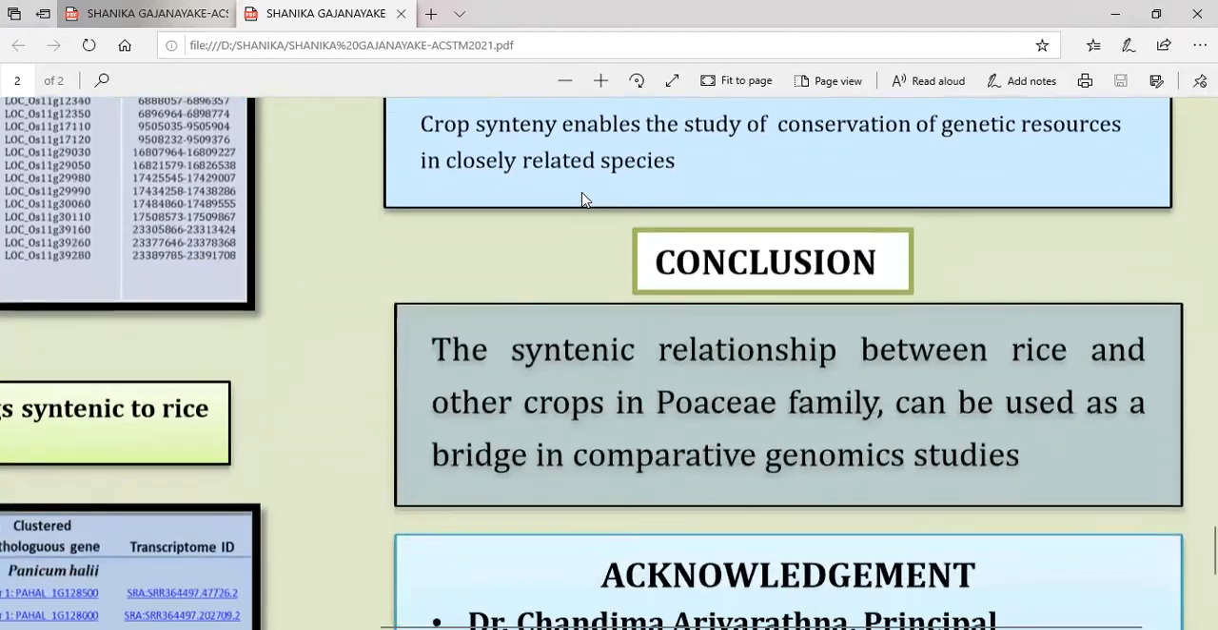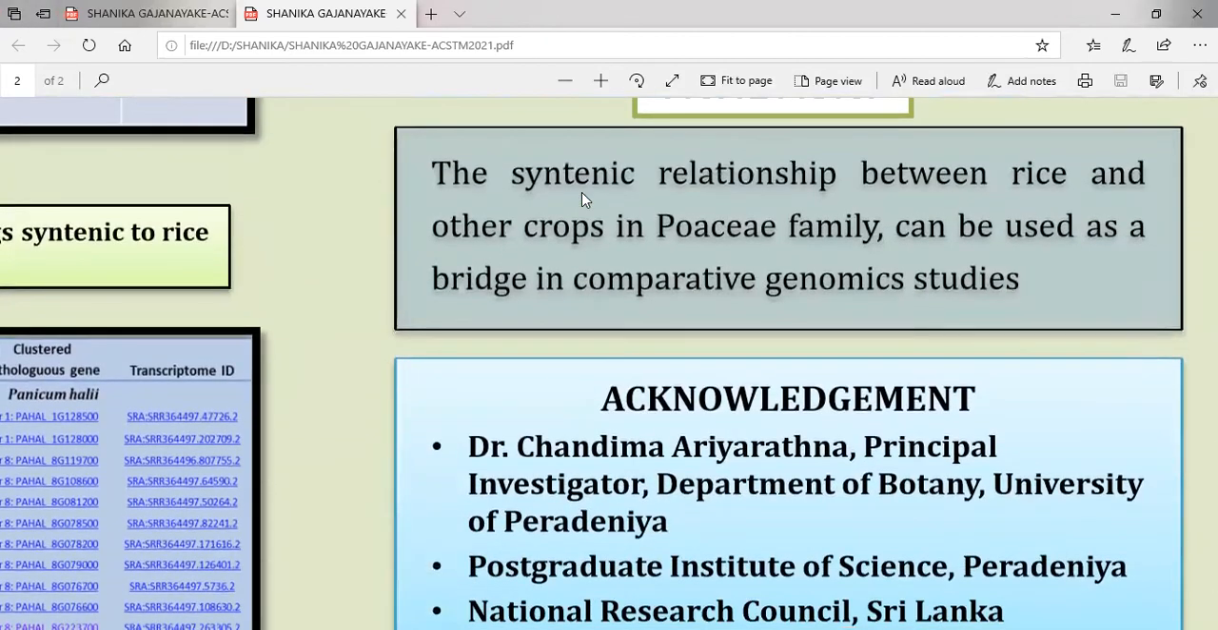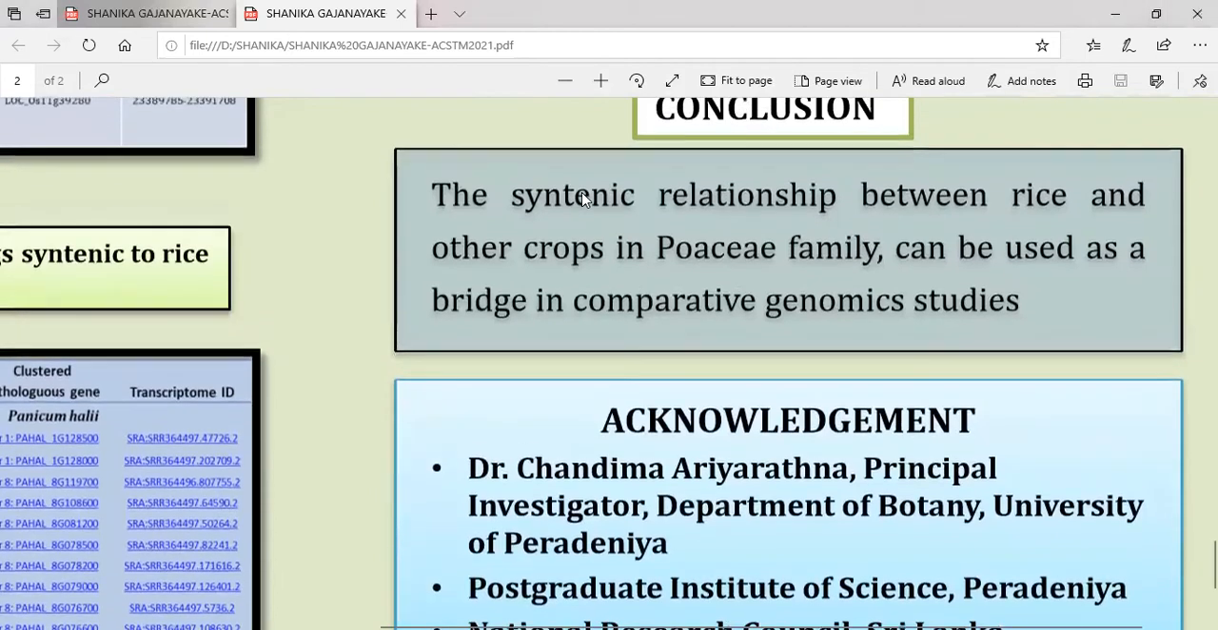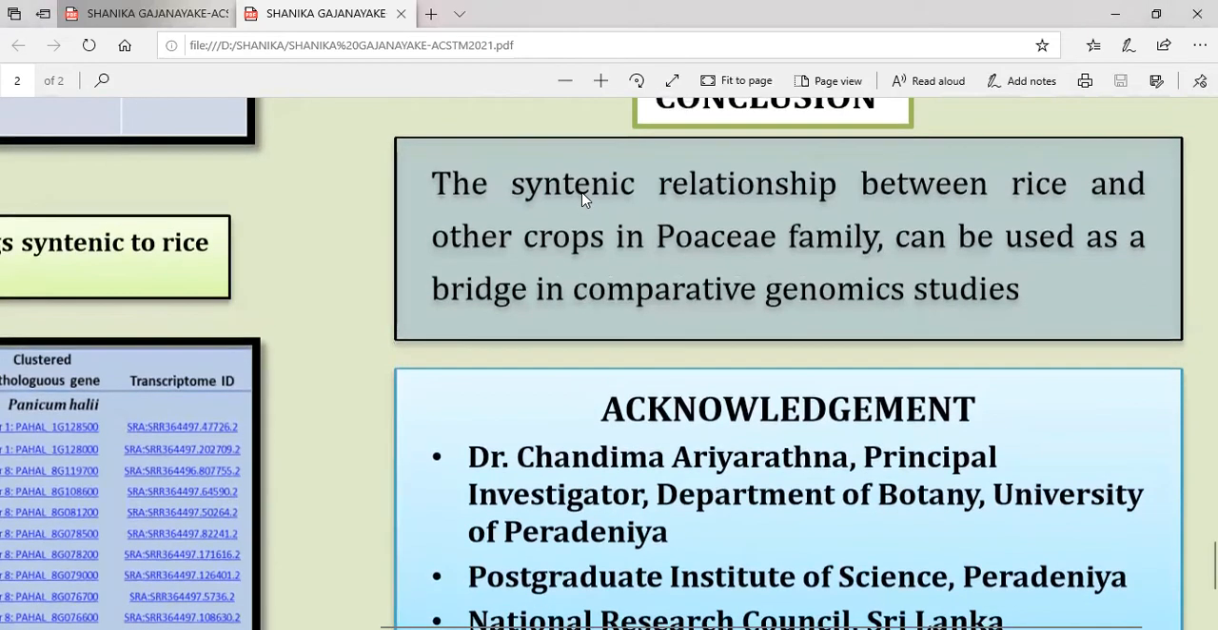This study further confirmed the suitability of rice as a model crop. RGA clustering is conserved in closely related genomes. Crop synteny is an effective approach to study the disease resistance R gene clusters of closely related species.